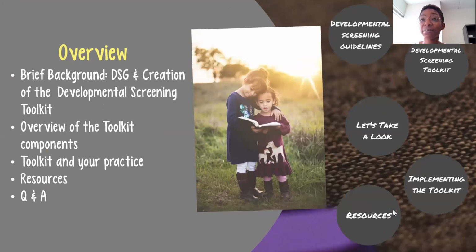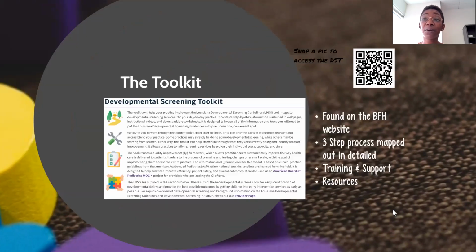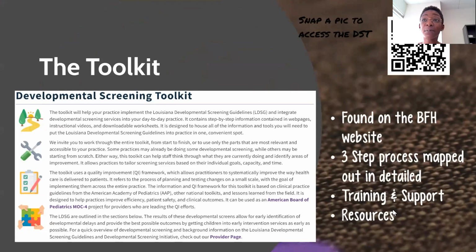To help practices implement the screenings, the Bureau of Family Health developed the Developmental Screening Toolkit. The toolkit is located on the BFH website and is available free of charge for use. Please also, if you can, snap a picture of the QR code in the corner and it'll take you right to the toolkit's website page.